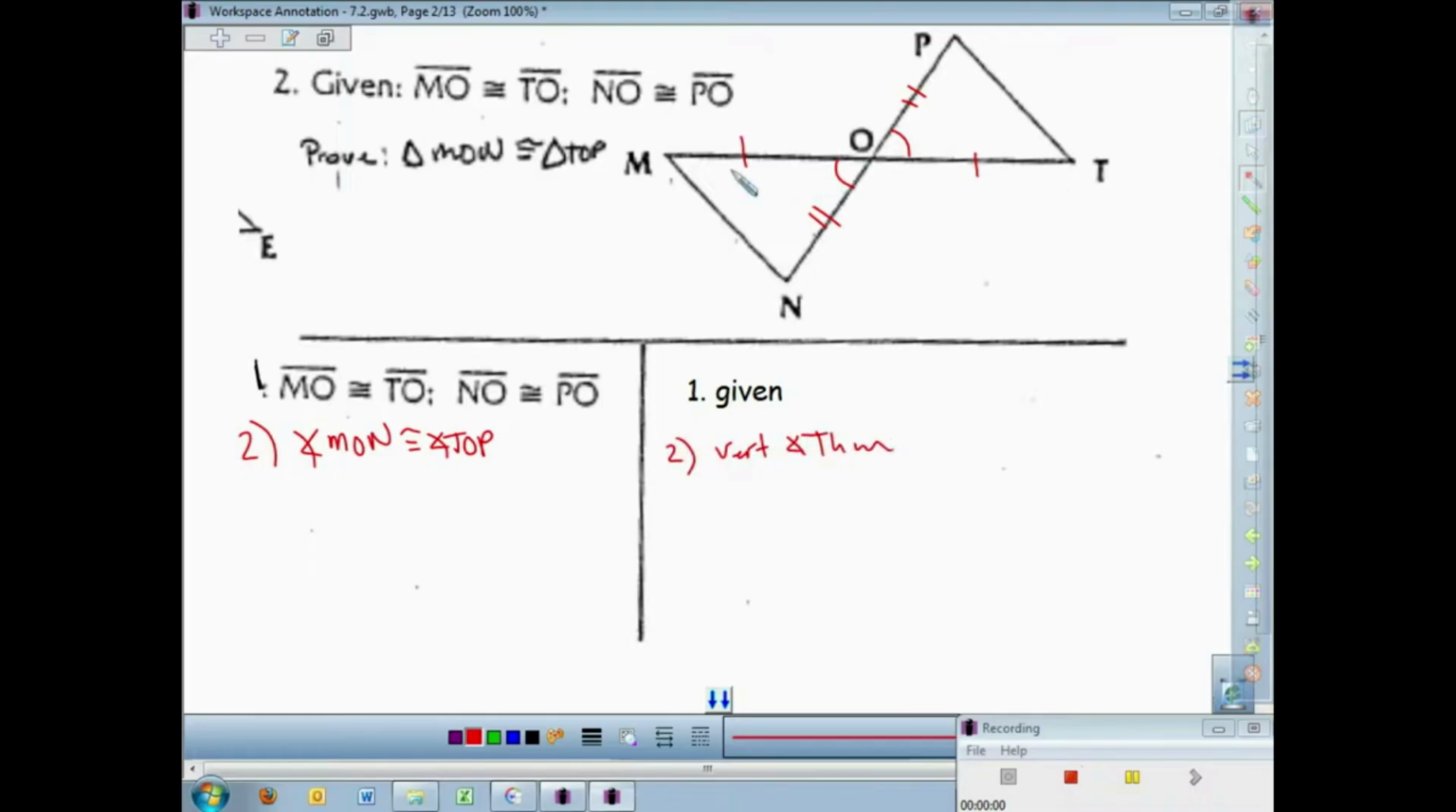So we got that going. Now check out your picture. Do you have enough information to prove those two triangles congruent? Yes, by side angle side. So don't hurt yourself trying to figure out what to call the triangles and put them in corresponding order. They already got it up here. So just copy that down. Triangle MON is congruent to triangle TOP because of the side angle side congruence theorem. So booyah. We'll just prove those two triangles congruent.